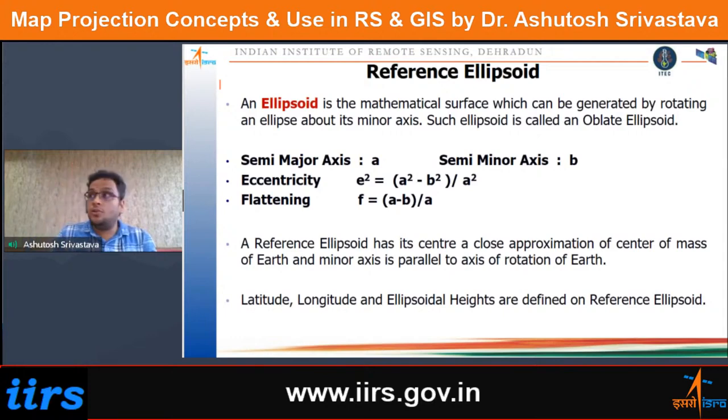So for the vertical, you need a reference point. We can take it either from this particular ellipsoid, from the mean sea level, or from the geoid. So for the vertical there are many options. We will discuss all these things.